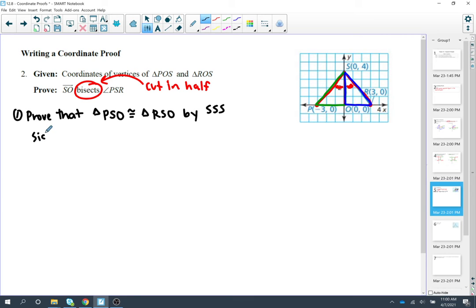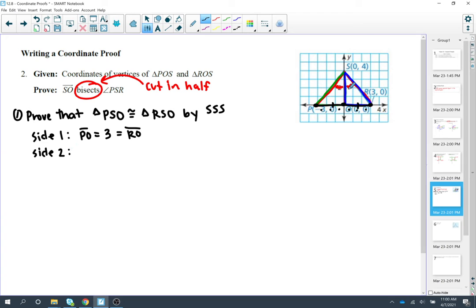So, side 1. I'm going to show that PO is congruent to RO. So, PO equals, and I can just count this out, 1, 2, 3. Do you notice it's back here at -3, which is 3, which equals RO, which is also 1, 2, 3, because this guy is out here at 3, 0. So that's the first side. You can just count it. That wasn't so bad.